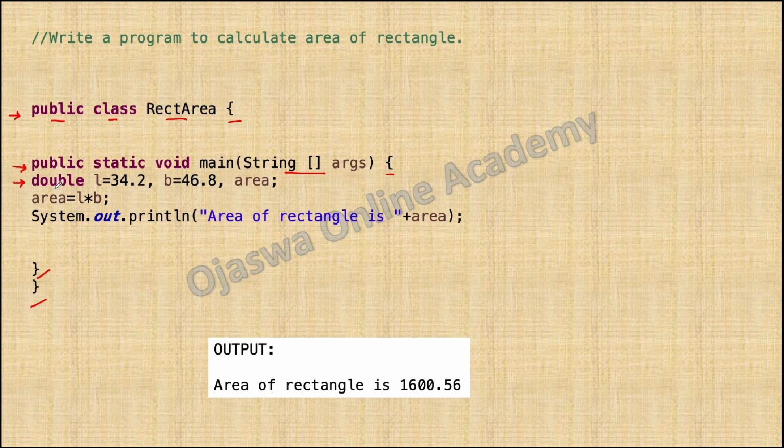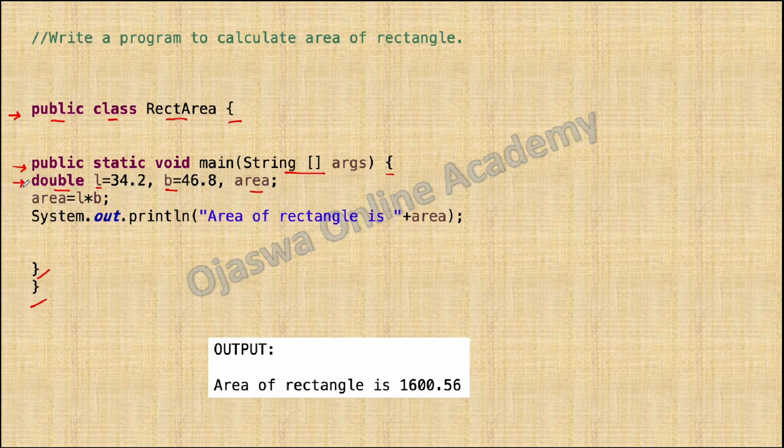Here we have hard-coded the values. You can also write the code to accept length and breadth from the user. Watch previous videos for accepting user entered data. We have declared three variables, variable L, B and area of type double.